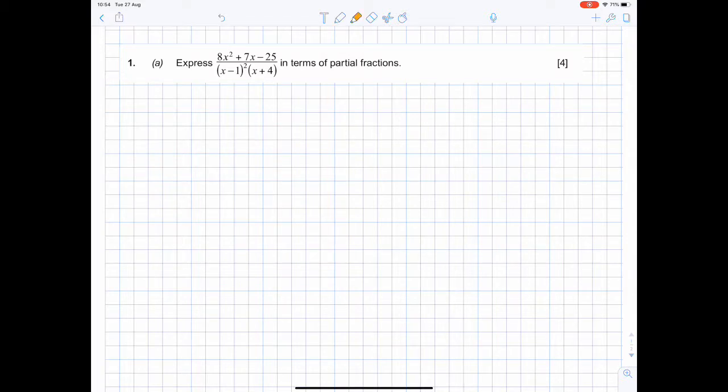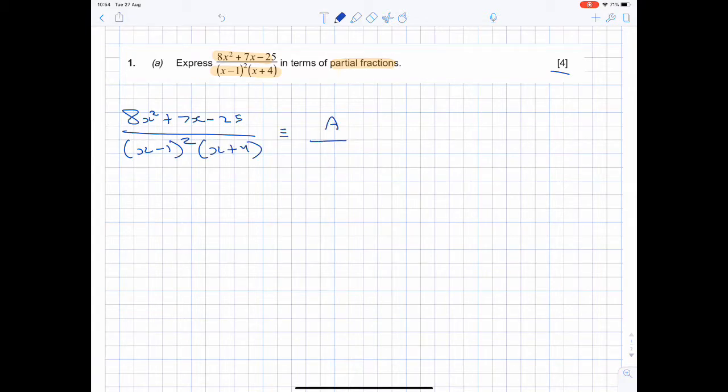Express this fraction in terms of partial fractions for 4 marks. The first thing I'm going to do is write this fraction out again. The numerator is 8x squared plus 7x minus 25, and the denominator is (x minus 1) squared, (x plus 4). So the first fraction is going to be over (x minus 1) squared. The second fraction is without the squared, so just x minus 1. Third fraction, x plus 4.